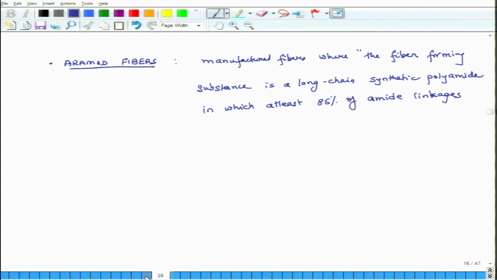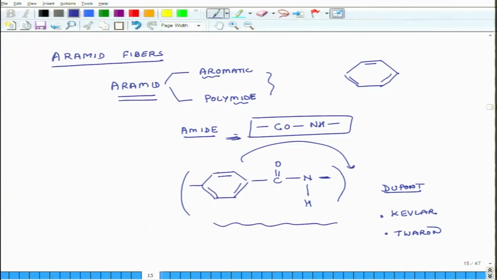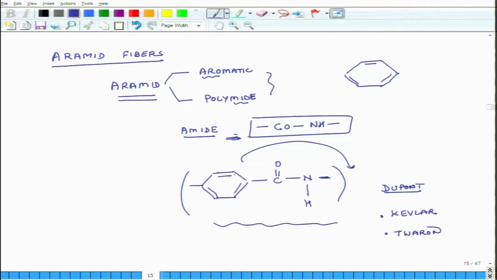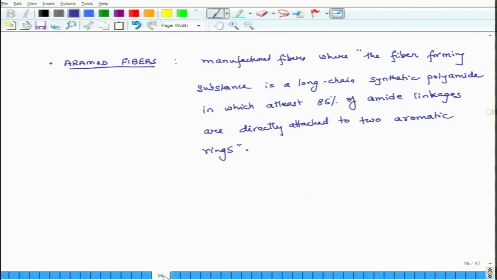So, what are amide linkages? We have discussed this. This is an amide linkage. So, at least 85% of linkages are directly attached to two aromatic rings. So, this is an aromatic ring. If you connect another link here and you repeat that, then you get an aramid fiber. So, this is the official definition of the structure.